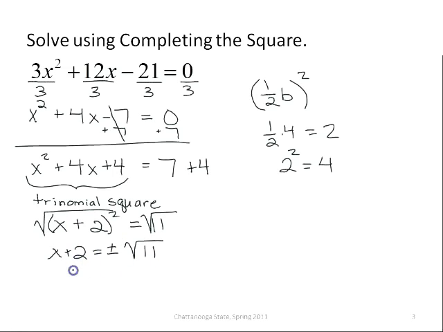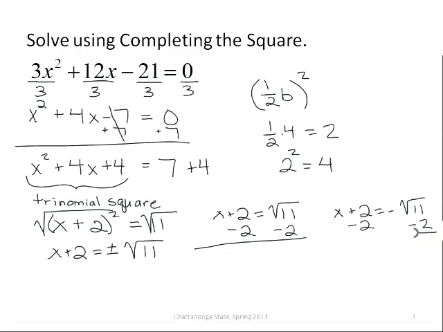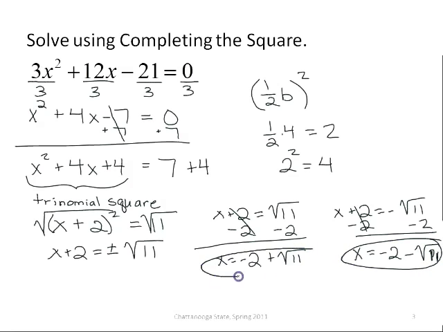Now, this gives me 2 separate equations. Let me write it as 2 separate equations first. x plus 2 equals the square root of 11, and x plus 2 equals a negative square root of 11. To solve both of these, I need to subtract the 2. So this would give me x equals negative 2 plus the square root of 11. And this one would give me x equals negative 2 minus the square root of 11. So these are my solutions.